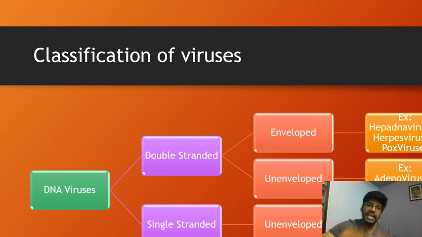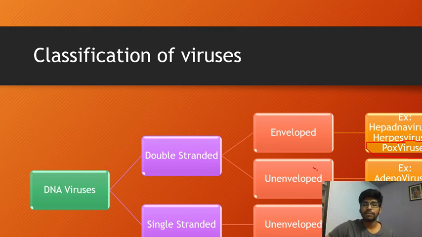The double-stranded DNA itself is a virus, right? And you can see examples of the enveloped viruses: the hepatitis virus, herpes virus, and the pox virus. When it comes to the pox virus, smallpox is the one disease which has been completely eradicated from the surface of the earth, right?